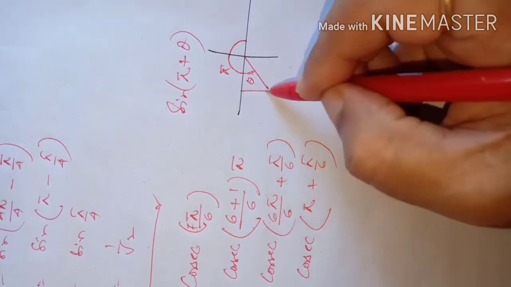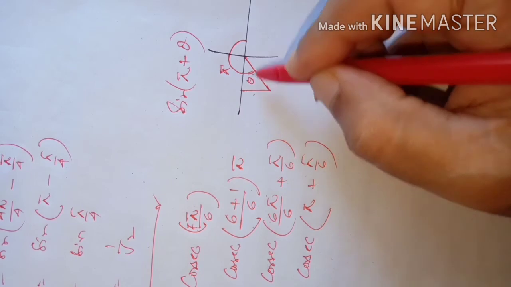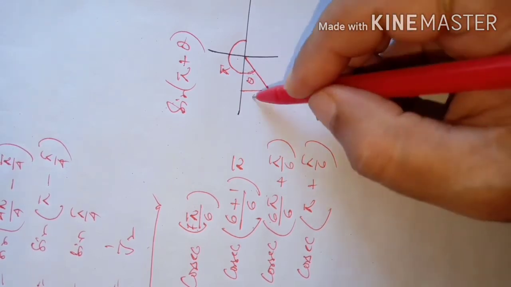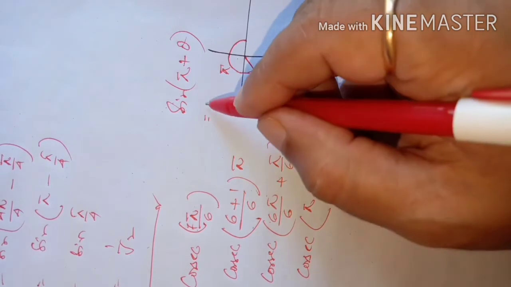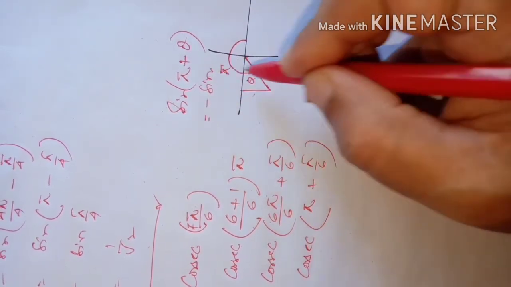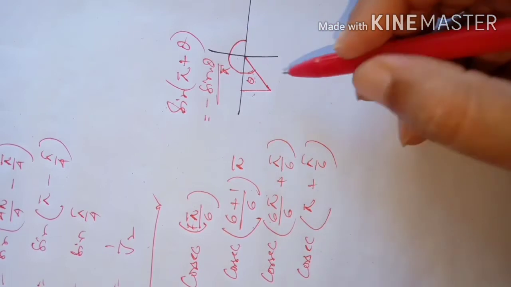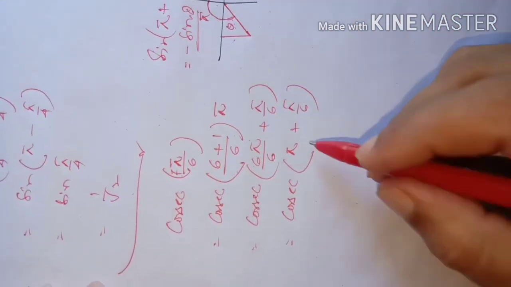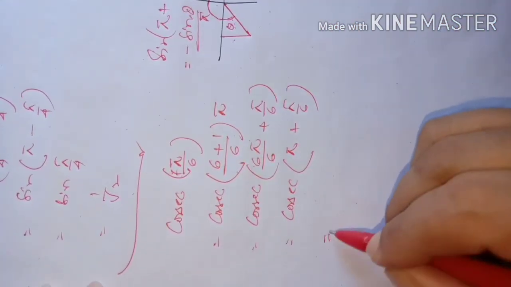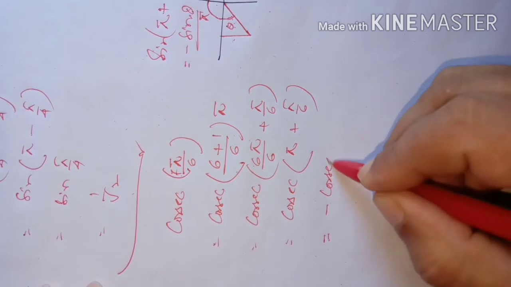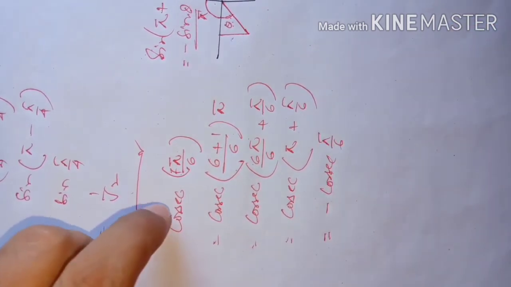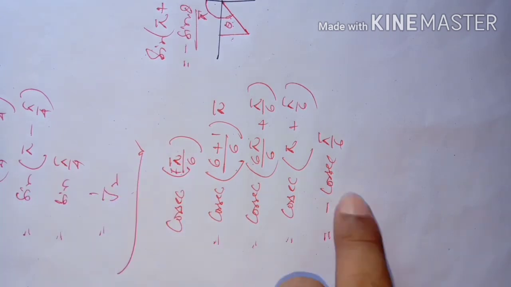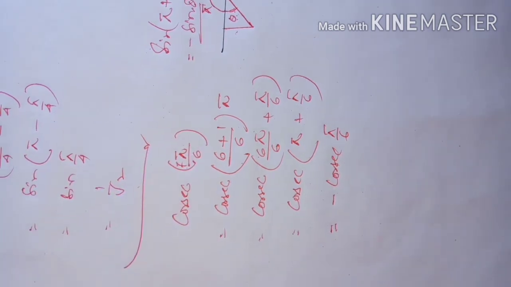So this is perpendicular, this is hypotenuse. Perpendicular is negative, hypotenuse is positive, so the ratio will become negative. That means it will be a minus of the angle sin theta, so minus sin theta. Similar way, cosec of pi plus pi by 6 will be minus cosec theta, minus cosec pi by 6. This is the value of cosec 7 pi by 6, that value will be minus cosec pi by 6. Is it clear, dear students?